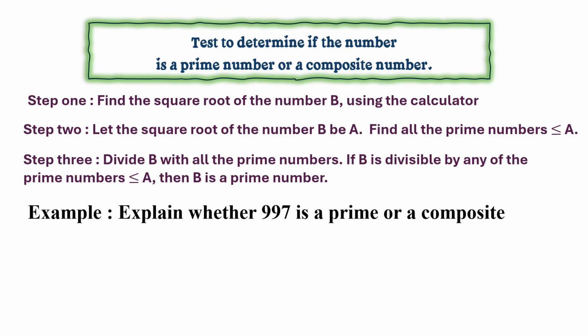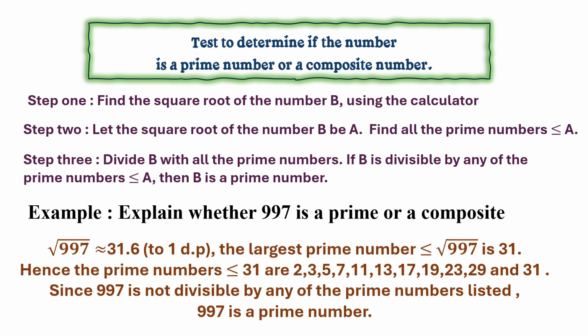Explain whether 997 is a prime or a composite. So what do we do? Yes, step 1, let's find the square root of 997, which is approximately 31.6. So hence the largest prime number is 31. So all the prime numbers that are less than or equal to 31 are 2, 3, 5, 7, 11, 13, 17, 19, 23, 29, 31.